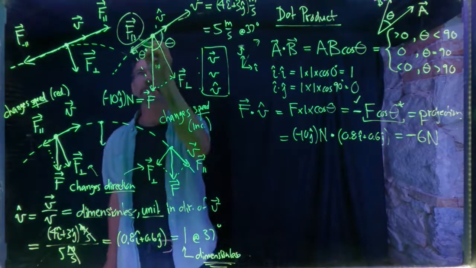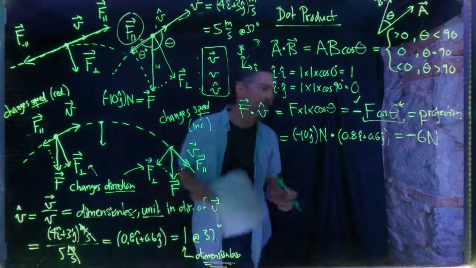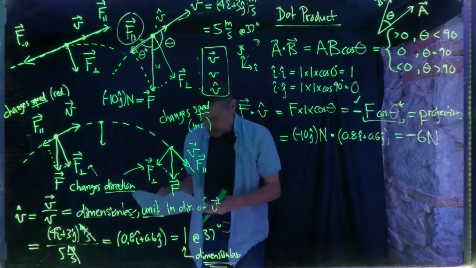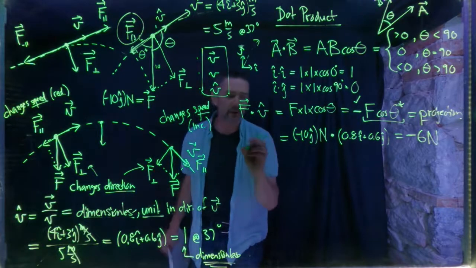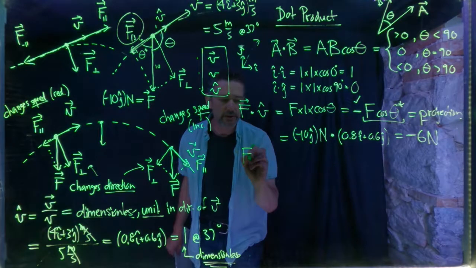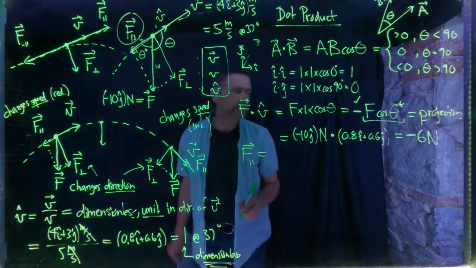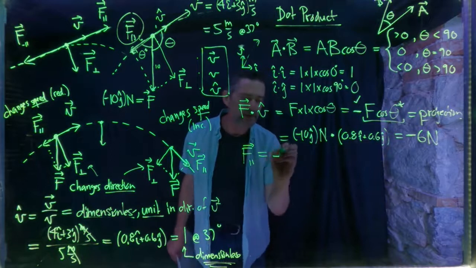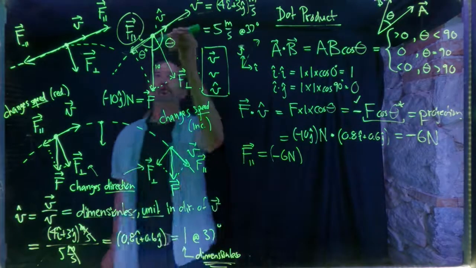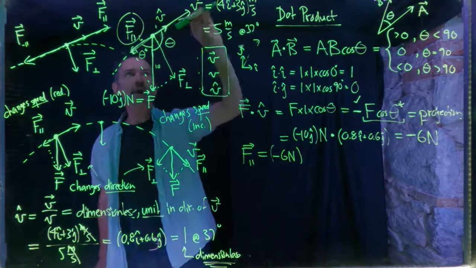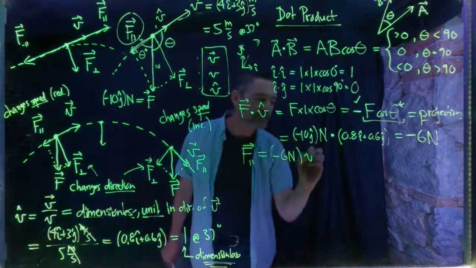That's 10, that's 6. Okay, great. Then what shall we do? Then we'll actually write down what F parallel is. Okay? So F parallel, okay, so we know it's negative 6 newtons, and in which direction? It's negative 6 newtons in the v hat direction.